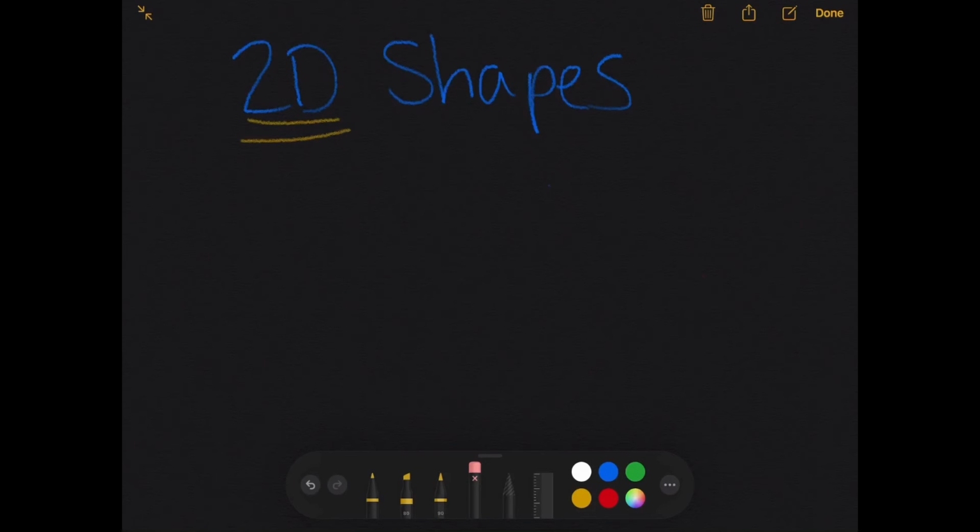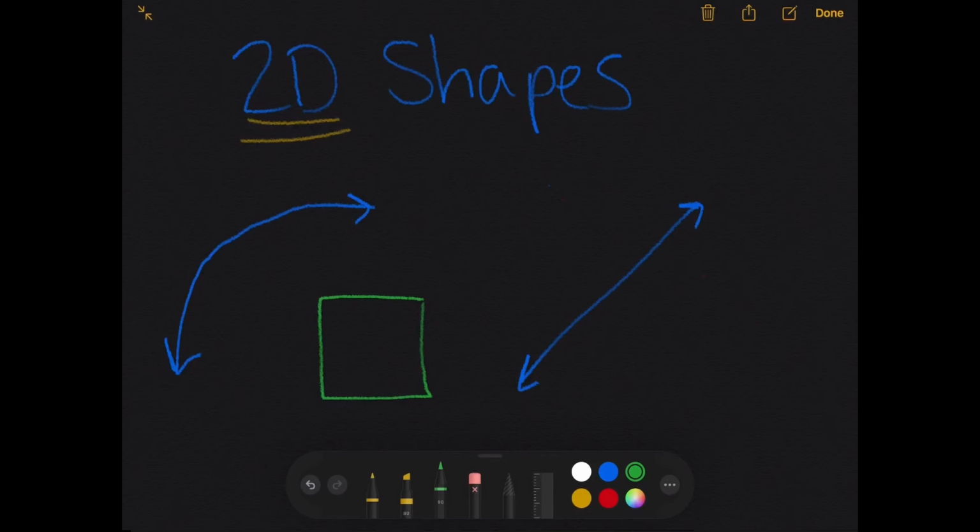The first one is that shapes are made up of lines, and you can have curved lines or you can have straight lines. And these are the lines that make up the edges of shapes. So the edges of this square are all made up of straight lines, whereas the edges of this circle are made up of one long curved edge. On the other hand, this semicircle is made up of one curved edge and one straight edge.